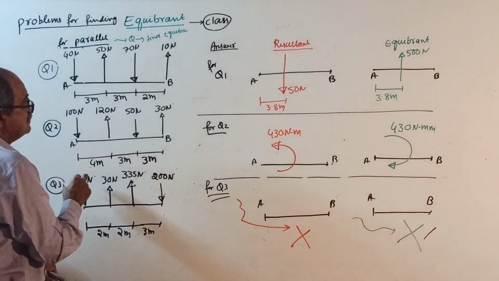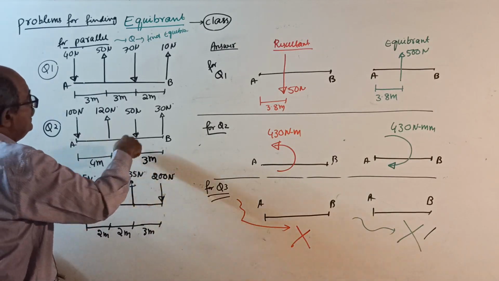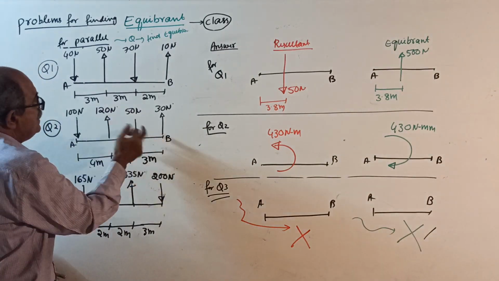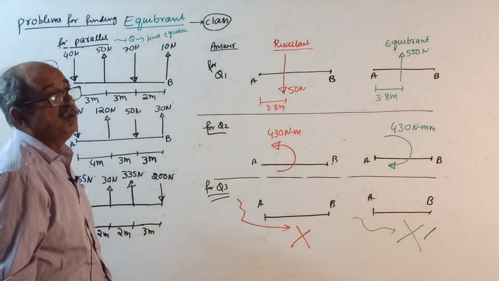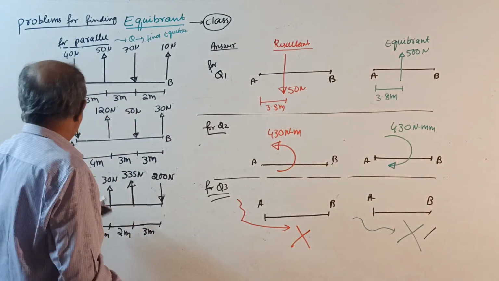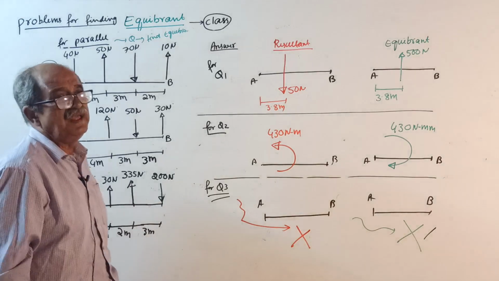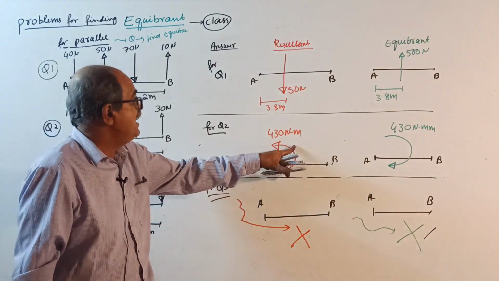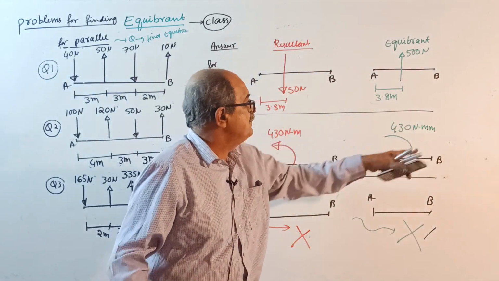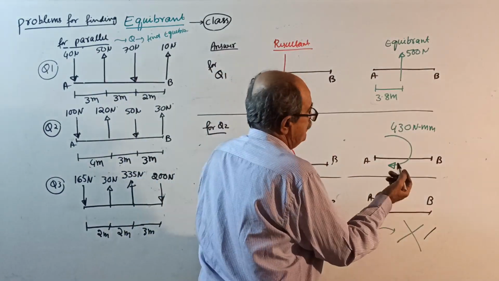Question 2. Solve. First, calculate the resultant force. Down 100, down 50 is down 150. Up 120, up 30 is up 150. Oh, resultant force vanishes. But couple can come. So take moment about any point. I got minus 430, which means the resultant is an anticlockwise couple of 430 Newton meter. Equibrant is a clockwise couple of 430 Newton meter. Oh, sorry, not millimeter, meter.